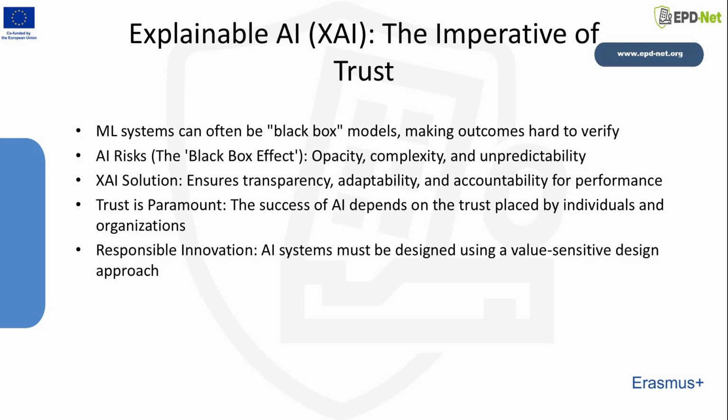This is why explainable AI, or XAI, is so crucial. The XAI solution ensures transparency, adaptability to varying environmental conditions, and accountability for performance. These characteristics help systems maintain compliance with existing laws meant to protect fundamental rights.